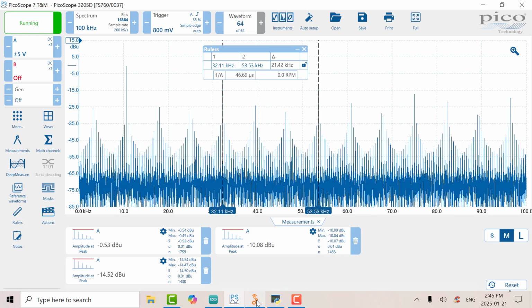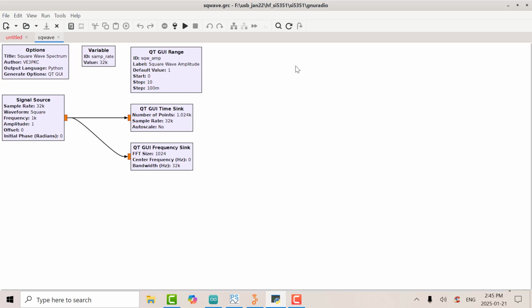Let's go into GNU Radio. So here's my simple model for simulation for GNU Radio. I'm just using the standard sample rate of 32K. And just for simplicity, I'm using a square wave source at 1K. Whether I use 1K or 10K doesn't really matter. You just have to up the sample rate, but I just picked it at 1K, and I gave it an amplitude of 1. I'm using a range variable for the amplitude.